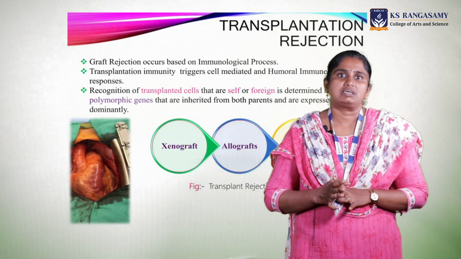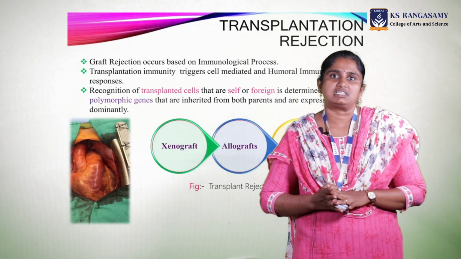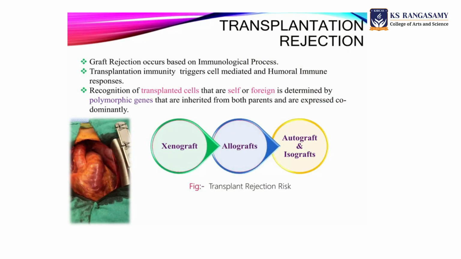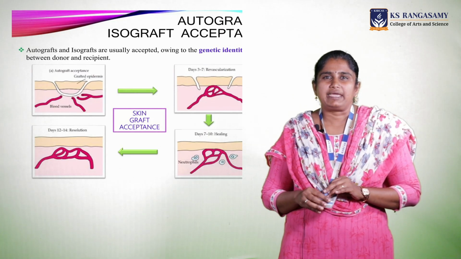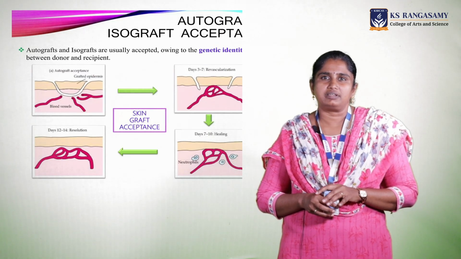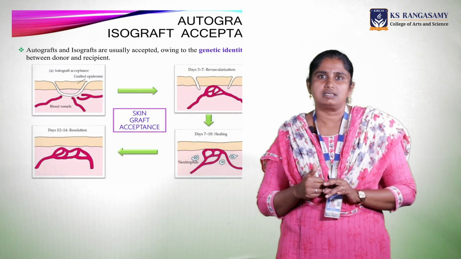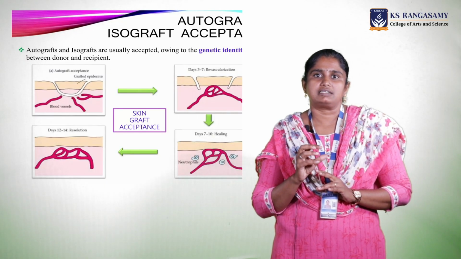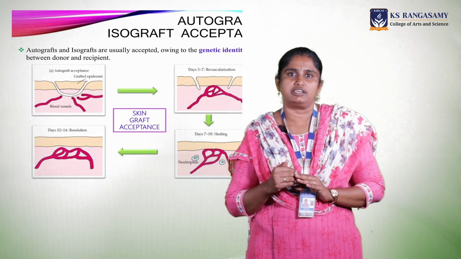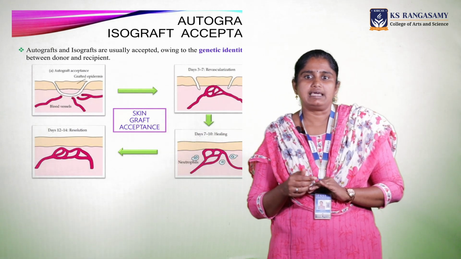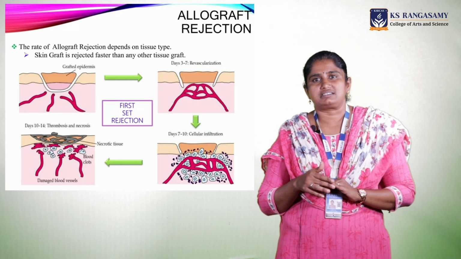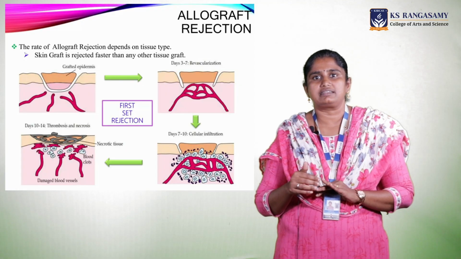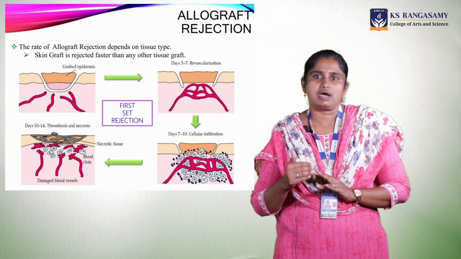Next one, let us see about graft rejection. Graft rejection is based on an immunological process. The transplanted cells may trigger cell mediated or humoral immunity. Mainly the autograft and isograft are accepted, because autograft is a transfer of cells within the individual, so it can be accepted easily. And isograft is a transfer of cells or tissues within identical twins, so it is also accepted easily.